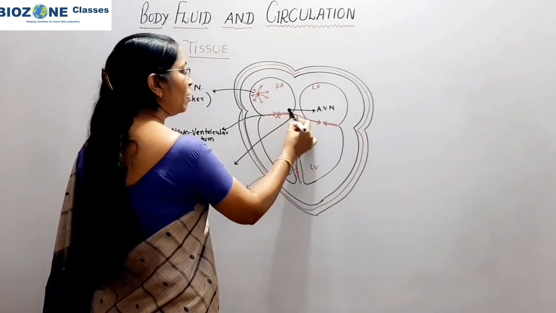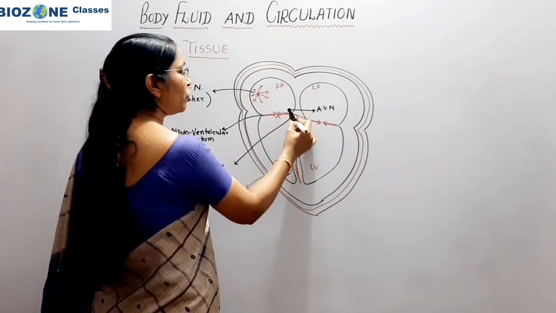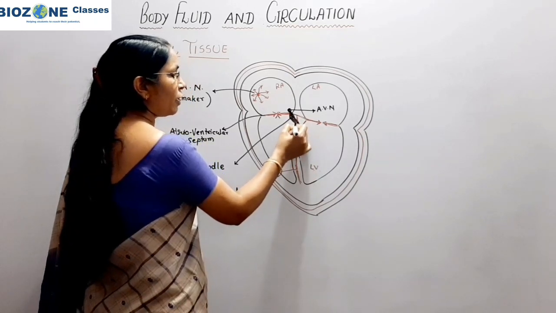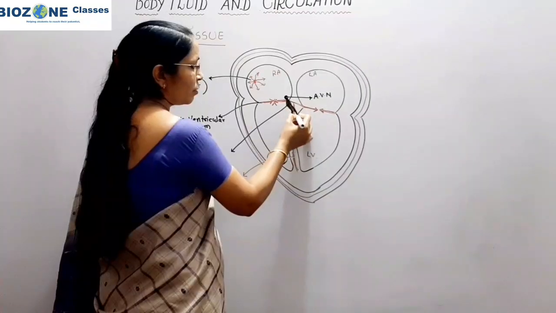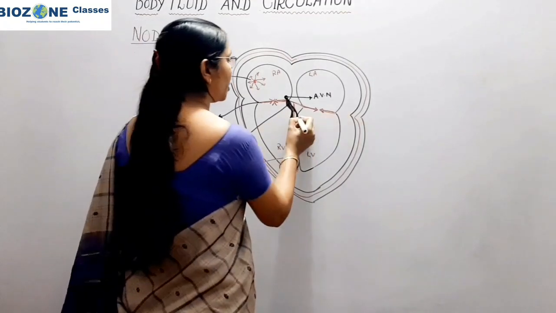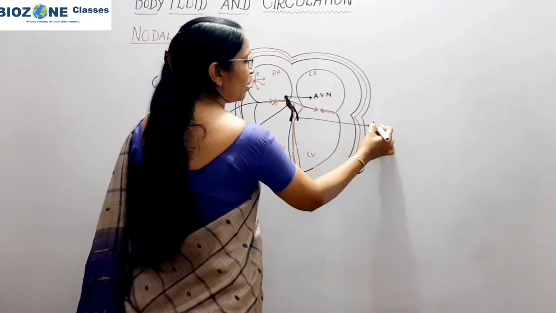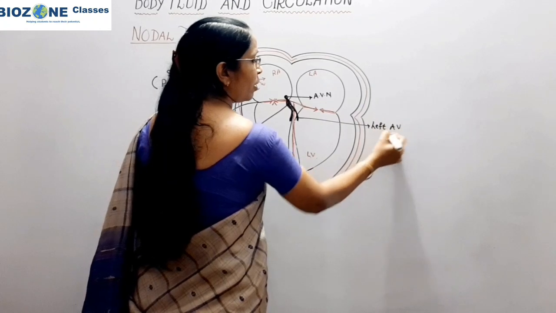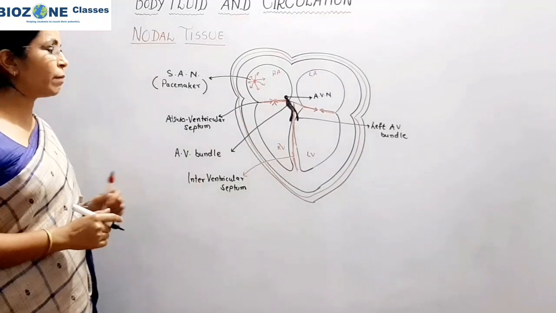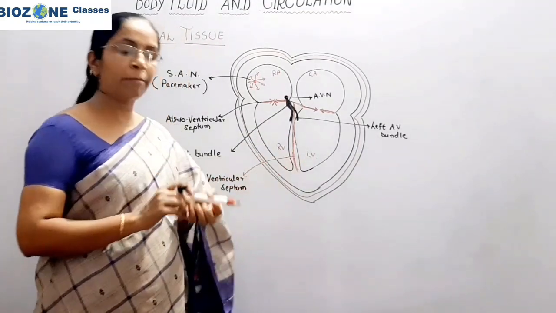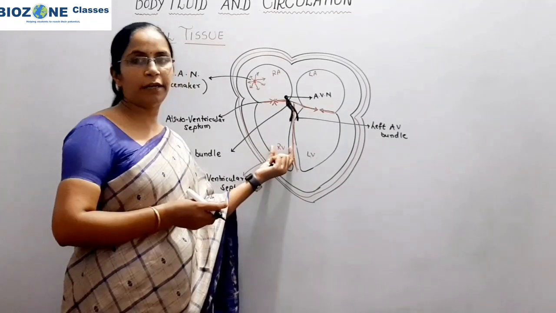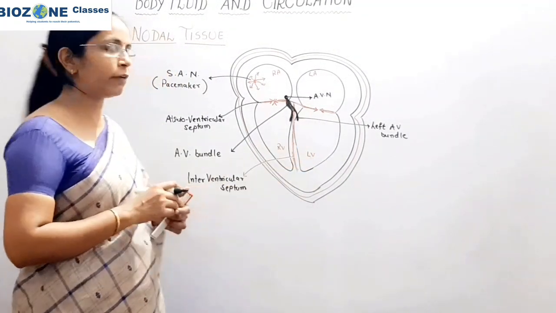this AV bundle is divided into two halves, that is the left AV bundle and right AV bundle. So these are the left AV bundle and right AV bundle. I am not mentioning it here, I am simply writing the left AV bundle. In the same way, the right AV bundle is also there. Both the AV bundles are responsible for the impulse of contraction or relaxation in the respective ventricle, that is the left ventricle as well as the right ventricle.